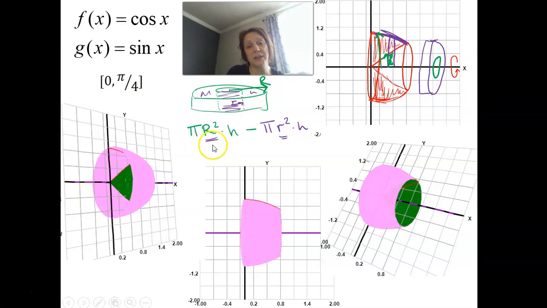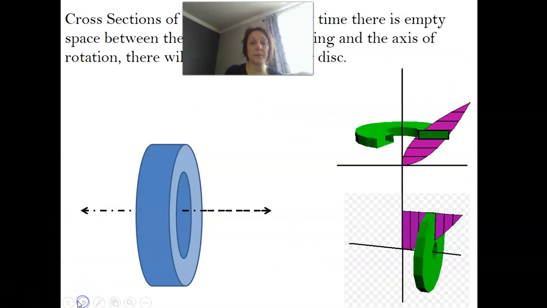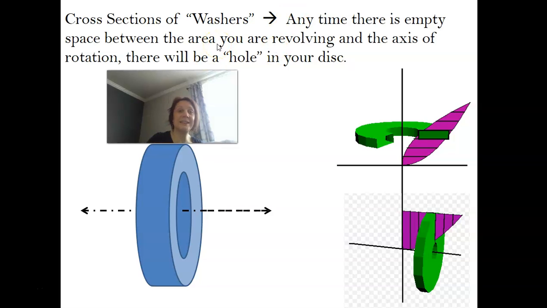Okay. So this is our definition every single time. We want to take the whole big cylinder that was dictated by the outer radius and subtract the empty space that's dictated by the inner radius. So let's take a look at this method. This method is called the washer method. Again, like I said before, it's a cylinder with a piece taken out. I wanted to show you these pictures that might help you understand why we do what we do in the washer method. Anytime there's empty space between the area you're revolving and your axis of rotation, you're going to have a hole in your disc.